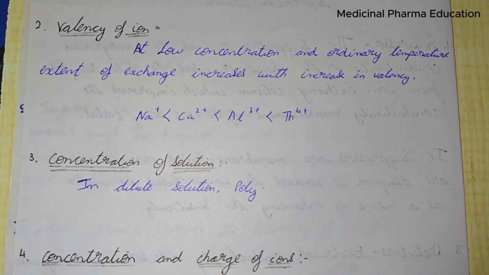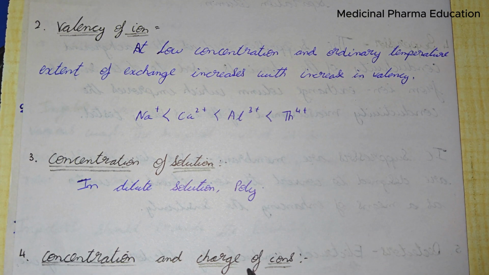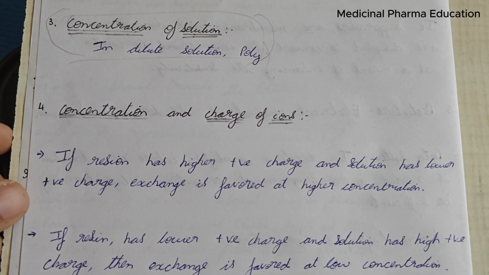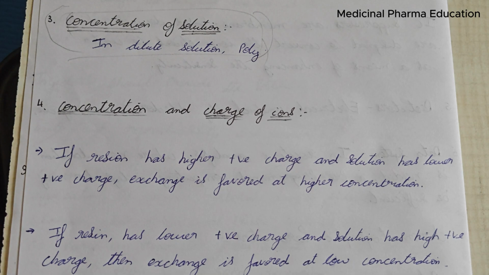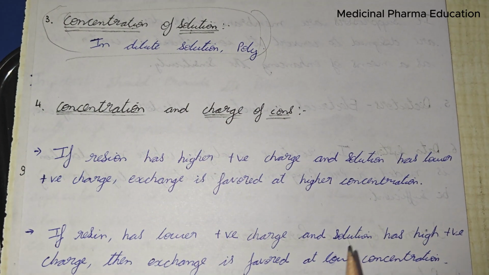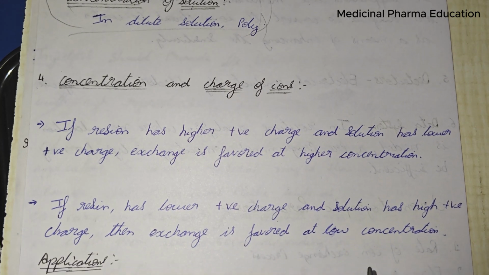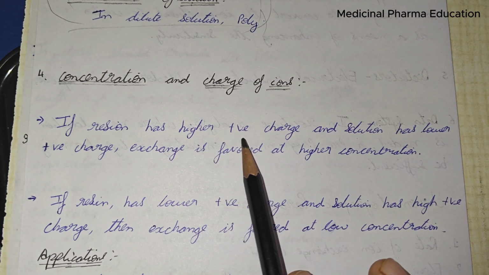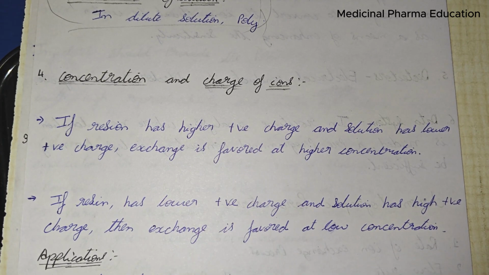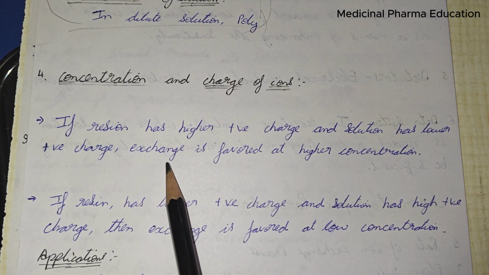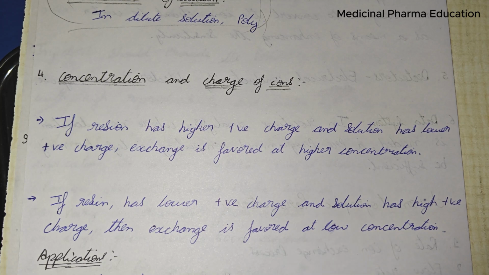Okay. Next, concentration in dilute solution. Leave this third point, I have included both in one. Concentration and charge of ions. Okay, see how it is favorable. If the resin has a higher positive charge, and the solution has a lower positive charge, exchange is favorable at higher concentration. This is the concept.